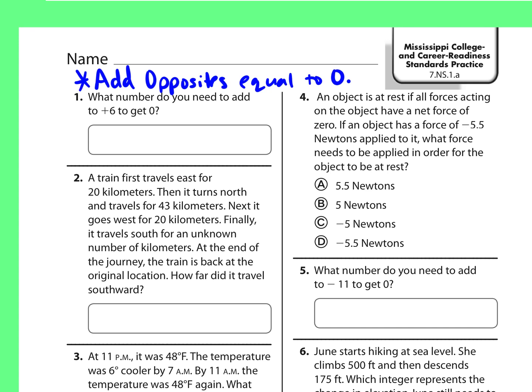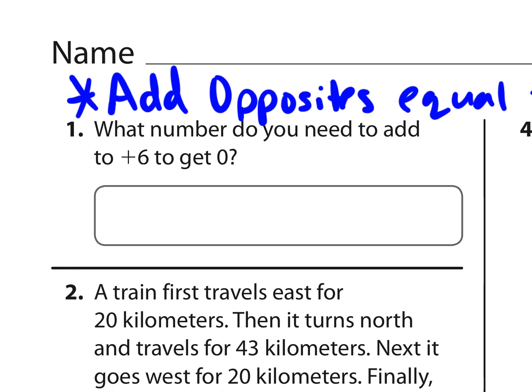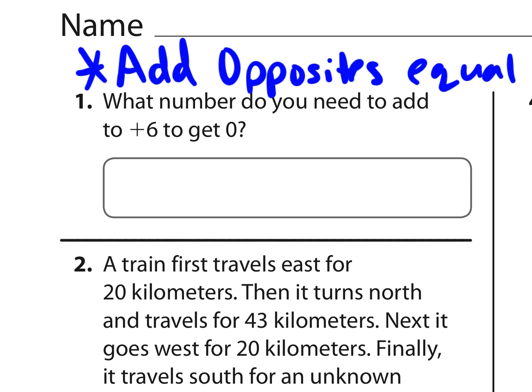Okay, this standard 7.NS.1 is dealing with adding and subtracting rational numbers, and this standard NS1A specifically is about adding opposites to equal 0. So we're going to look at problem number 1. What number do you need to add to positive 6 to get 0? So you just need the opposite of positive 6, which is negative 6. And when you add opposites, it equals 0.